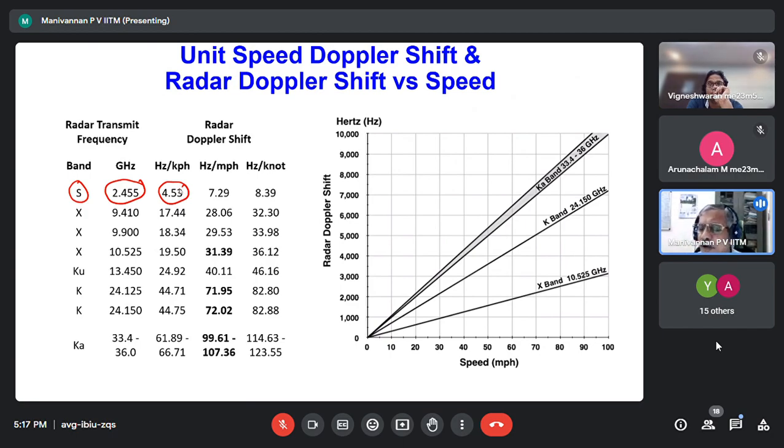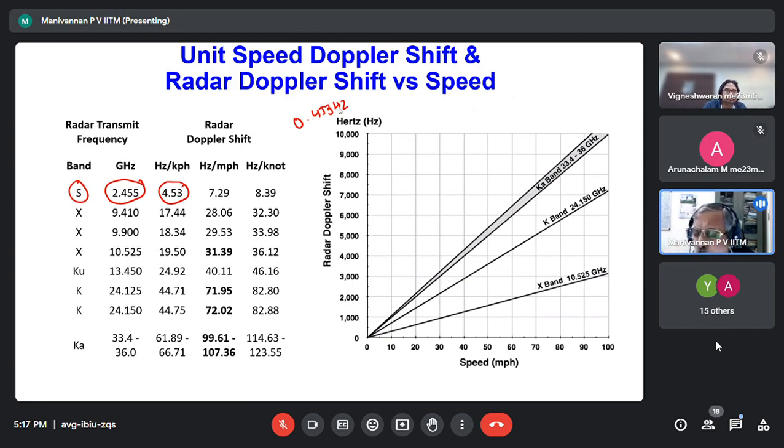Correct? The vehicle is traveling at 0.1 kilometer speed. What will the signal change be? 0.453 hertz. Correct? Compared to a 9-digit number, the resolution of detection will be very bad.